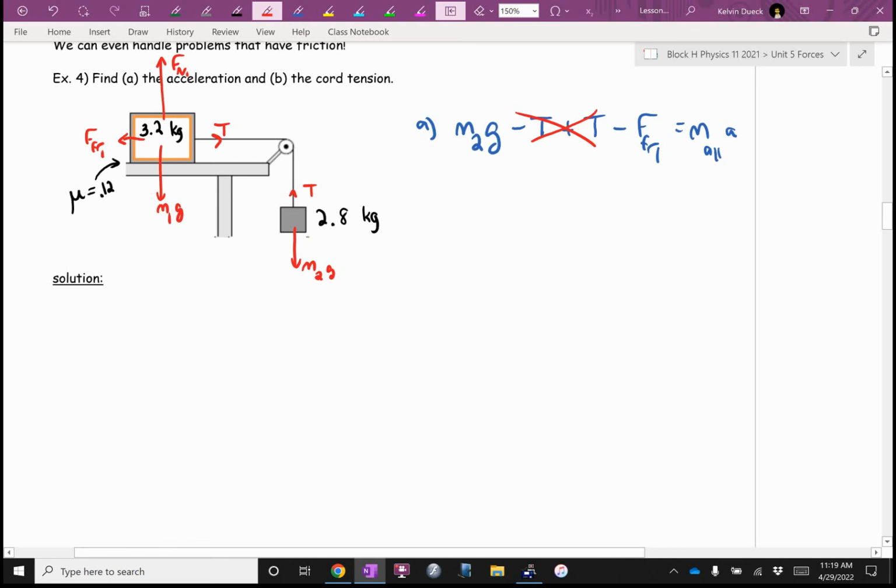How would I get the A by itself? All right. A is going to be M2, 2.8, G, 9.8. Ooh. What's our equation for friction?